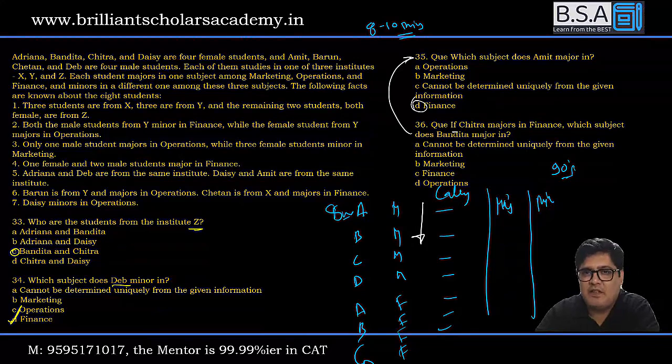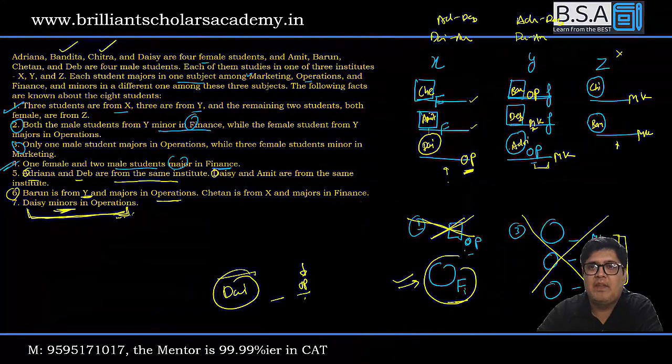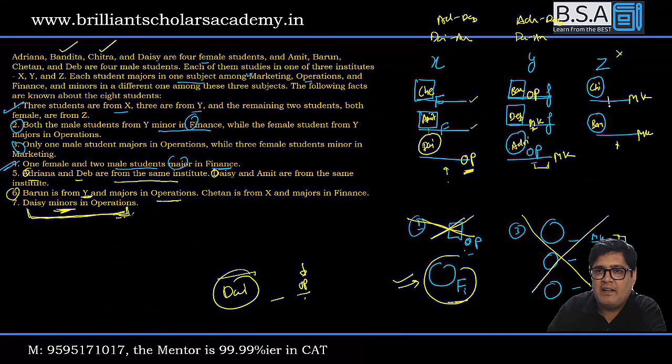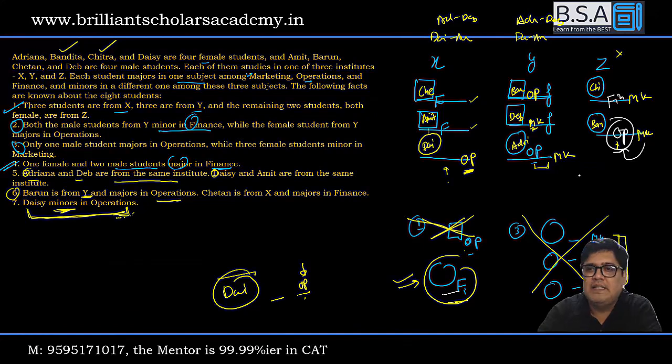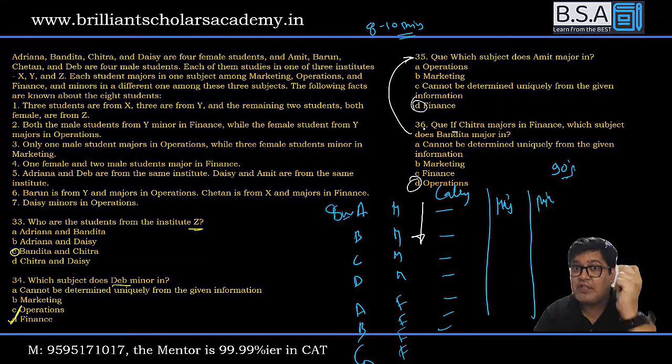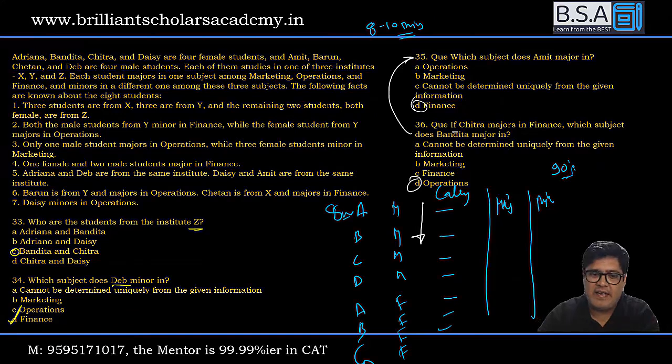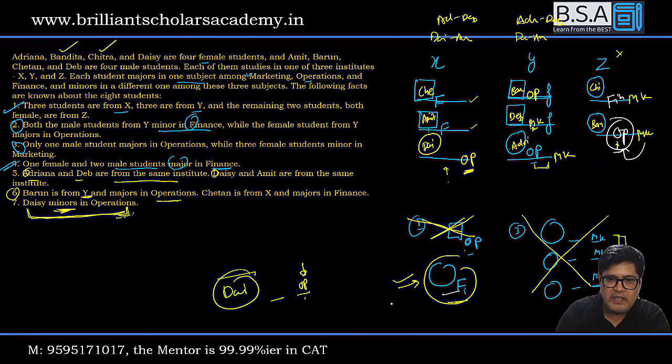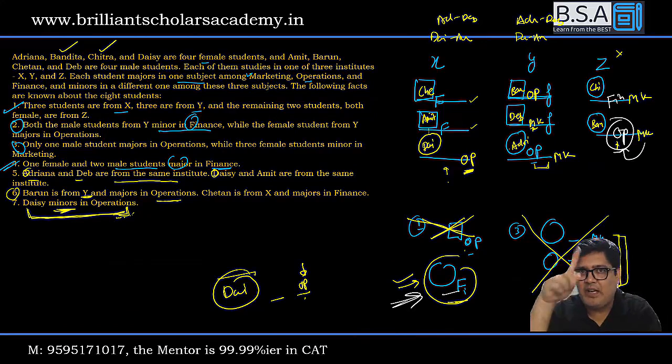Chitra majors in finance. Which subject does Bandita major in? If Chitra majors in finance, there is only one girl who majors in finance. So this could be operations or marketing. Since marketing is her minor subject, this has to be operation. Chitra is the only girl with finance, which was mentioned here. This is the information we had not used, which we are using now. So Bandita can be either operations or marketing. Marketing is already her minor subject, so the major has to be operations.